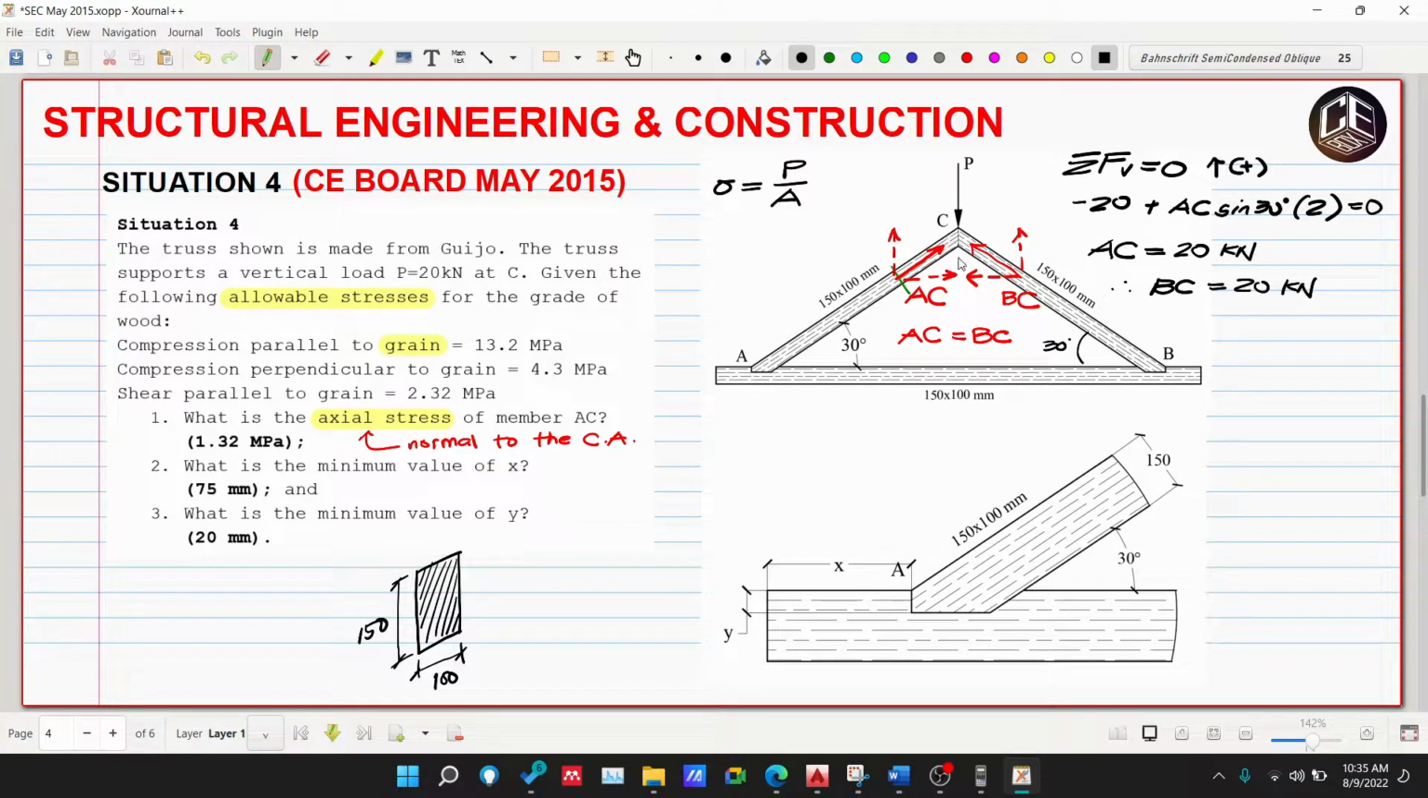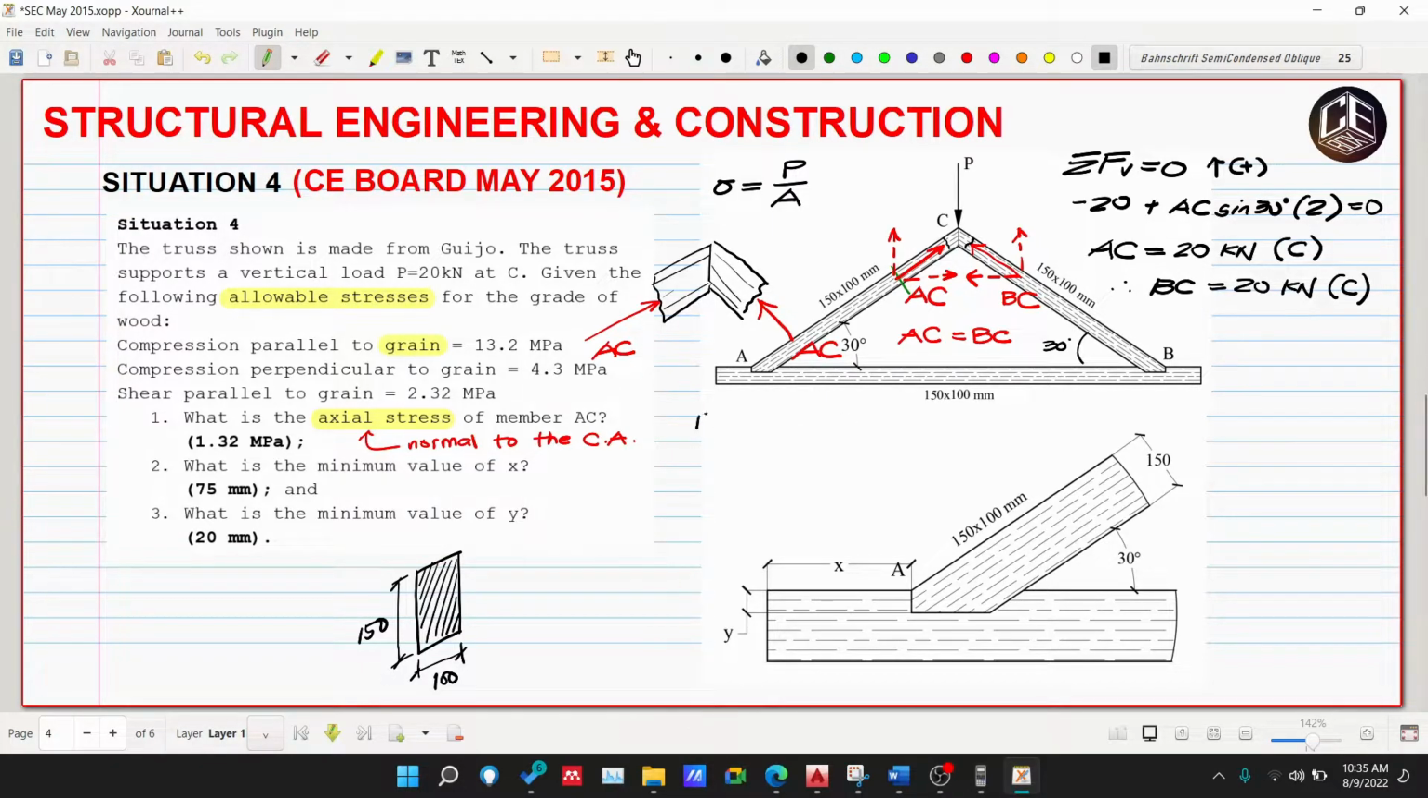Kasi papalapit siya sa ating, kasi kapag kinat natin yan, okay, magiging ganito yung ating free body diagram. Ito yung grain. So, ibig sabihin, ang ating AC is compression. Okay. So ngayon, kung compression to, compression din yung BC. So masolve na natin yung ating axial stress.